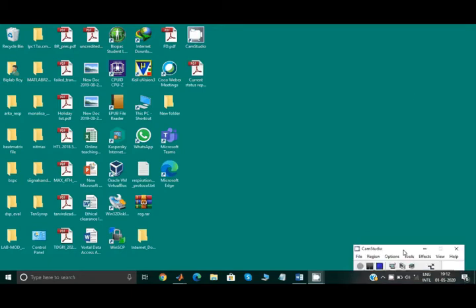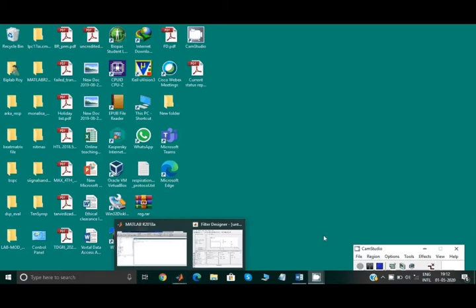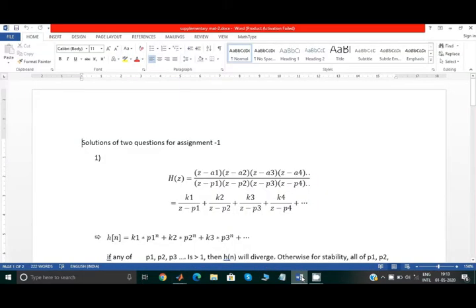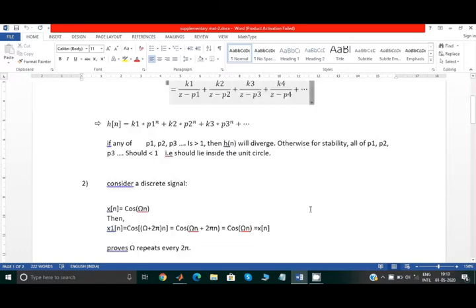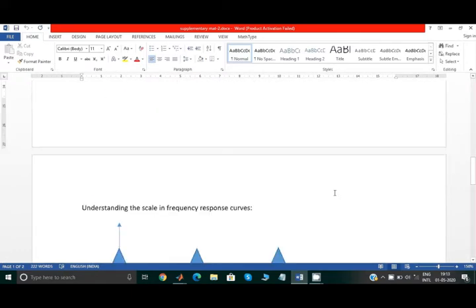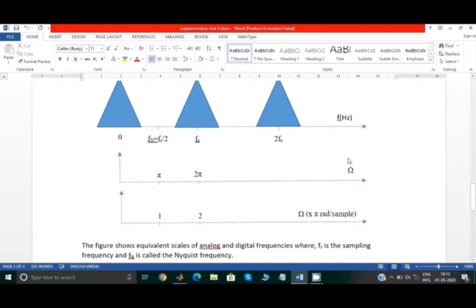Okay, let us see the effect of poles and zeros on the frequency response of a given system. For that purpose, let us quickly review the axis relation between the analog frequency f and the digital frequency capital omega, which is called normalized frequency, radians per sample.